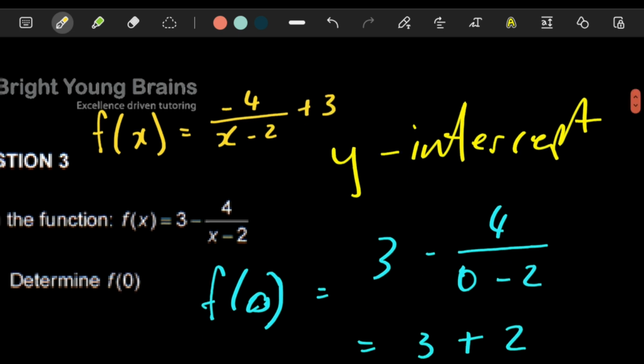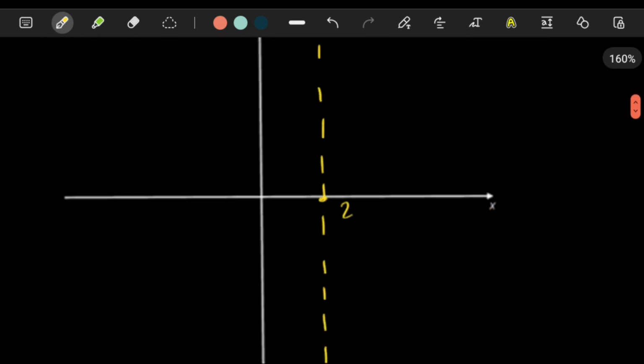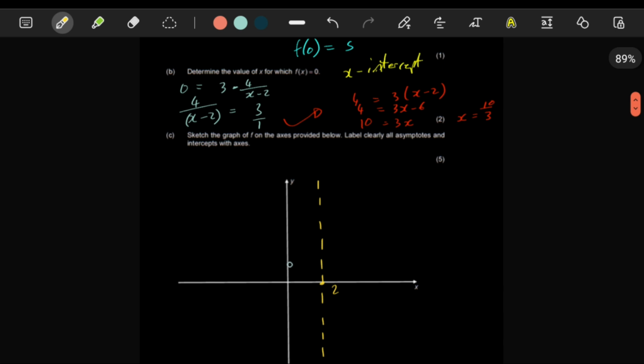This would be like a plus 3 here, because this is a positive number anyway. So for the y asymptote, you take it as it is. You see, if it's a plus 3, then your asymptote is going to be at plus 3. So this is a 3 over there.